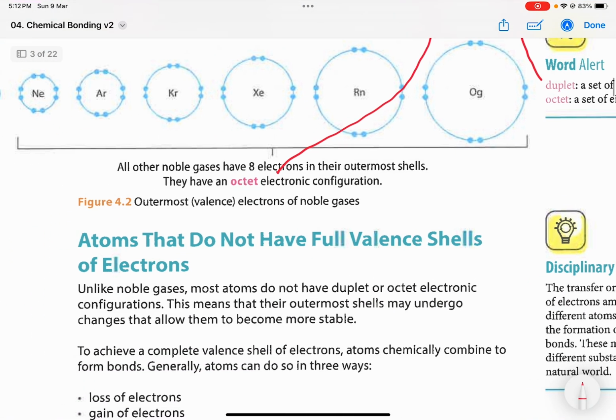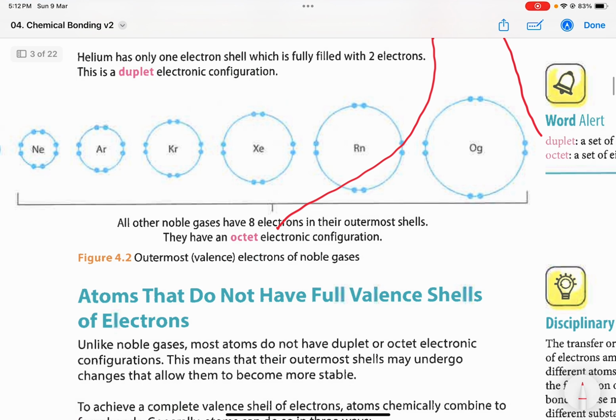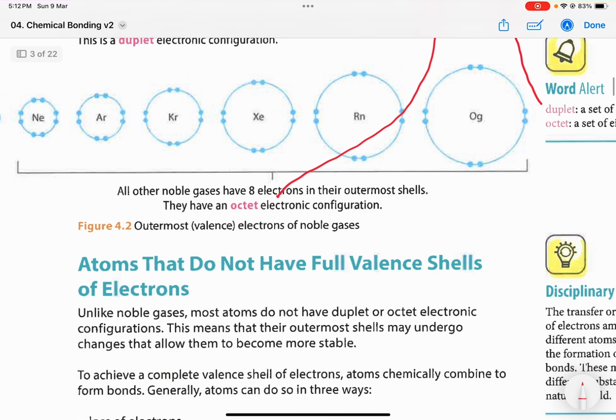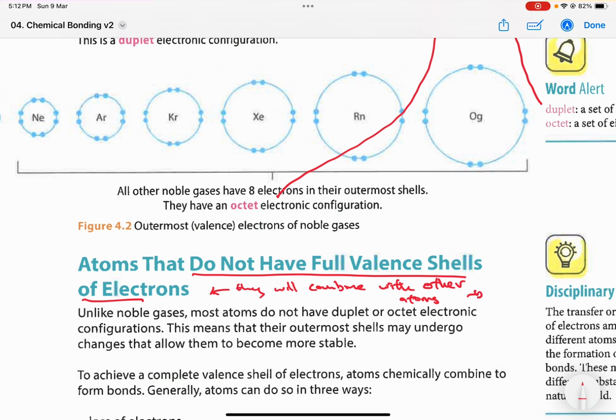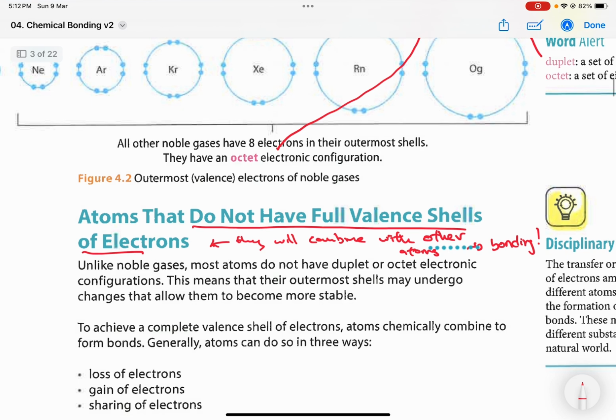Next, once we know that all the noble gases are stable because their valence shell is fully filled, we also realize that atoms that do not have full valence electron shells will combine with other atoms. This combining with other atoms is generally what we call bonding.